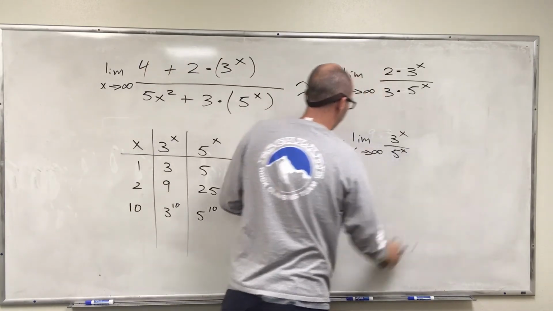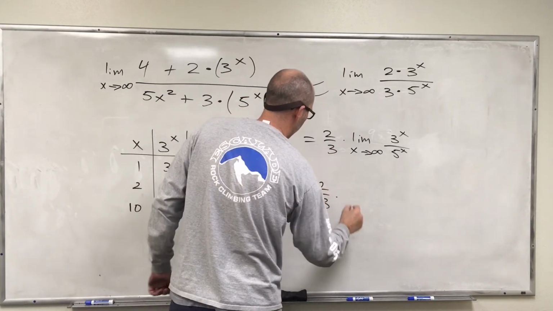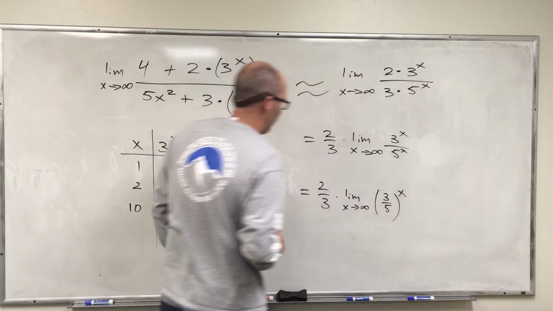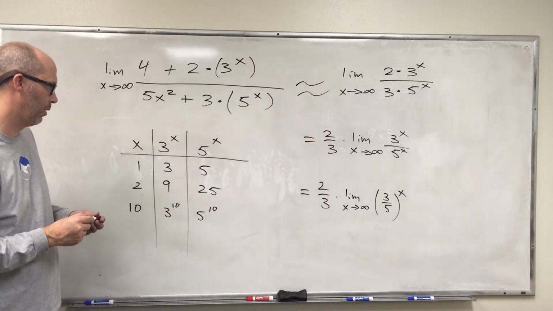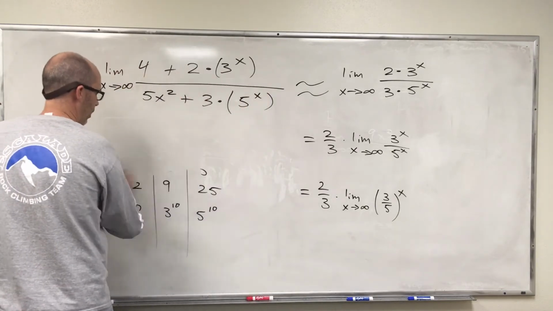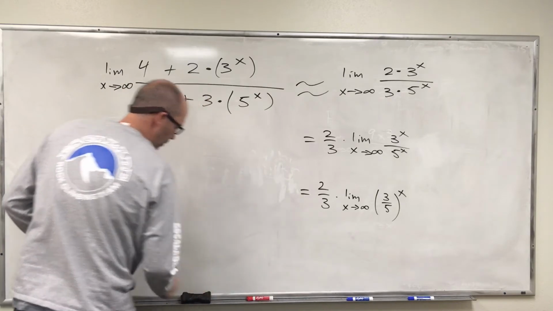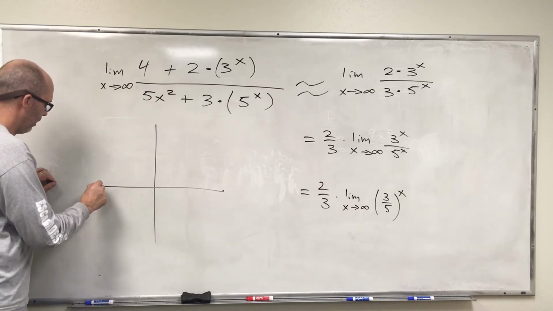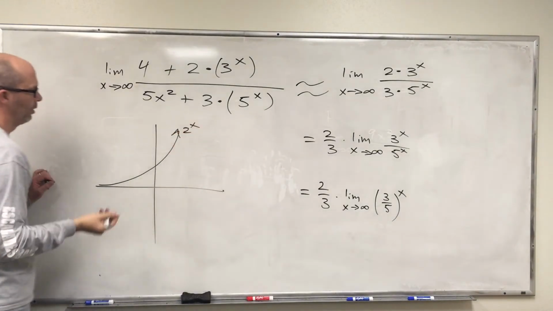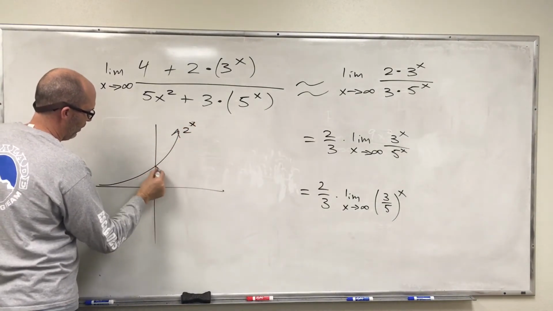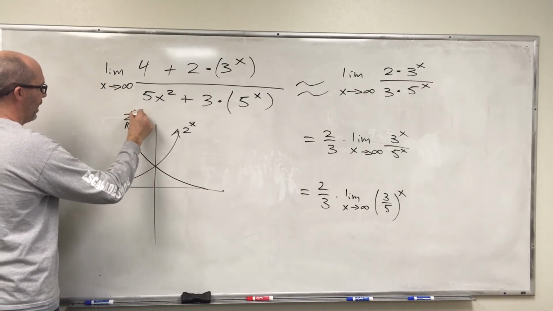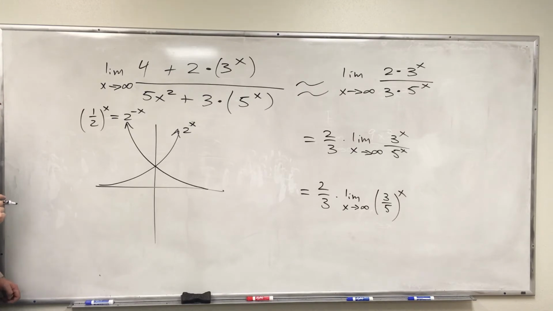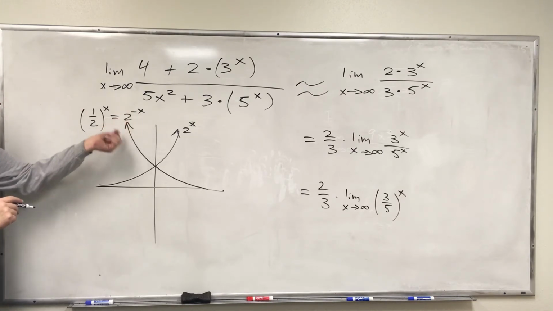Another way to look at this, still, write it as 3/5 to the x. Now, you may remember from pre-calculus or a similar class that, say, here's what 2 to the x looks like, and the opposite there, 2 to the negative x. This 2 to the negative x, this is 1/2 to the x, because this is 1 over 2 to the x.